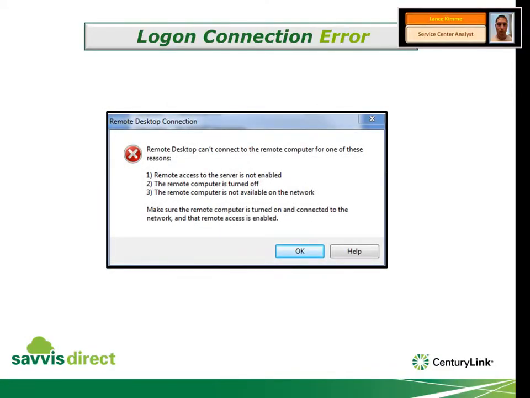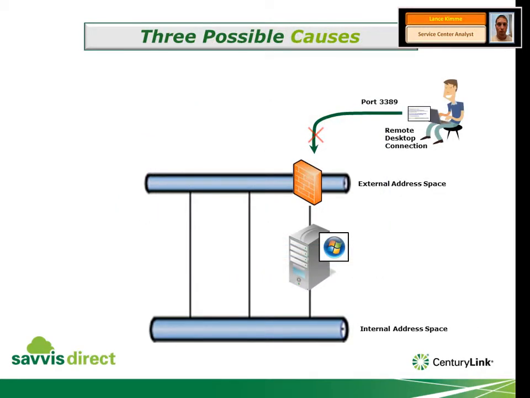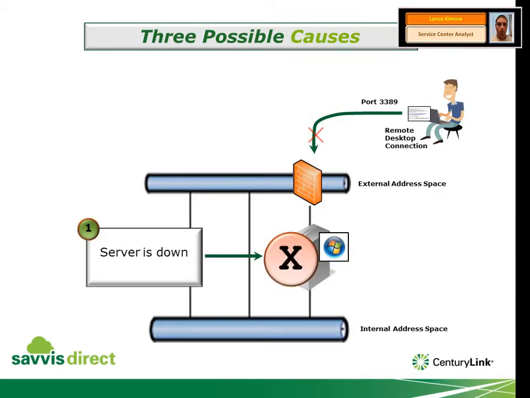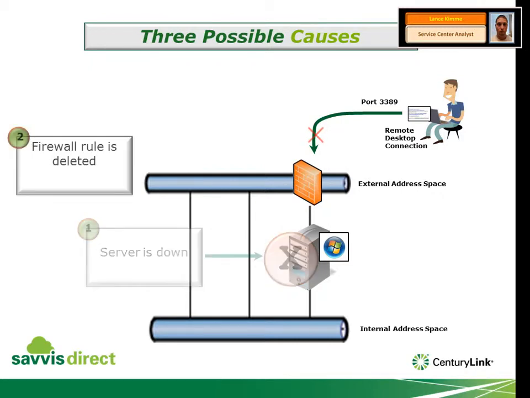If you receive an error stating that no connection can be made, the error can be one of three things. First, the server may be down. Please check the Savvisdirect Management Console to ensure that the server status is running.